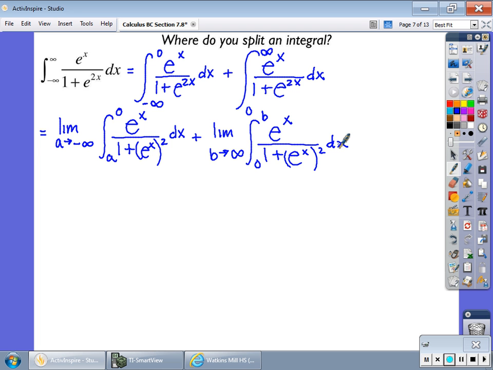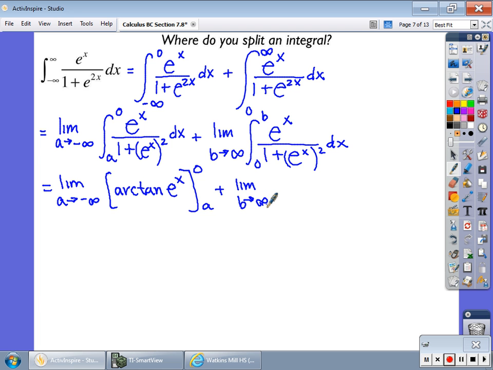And this ends up being the arctangent of e to the x. So we have the limit as a approaches negative infinity of the arctangent of e to the x, evaluated from a to 0. And then we add to that the limit as b approaches positive infinity of the arctangent of e to the x, and that's evaluated from 0 to b.